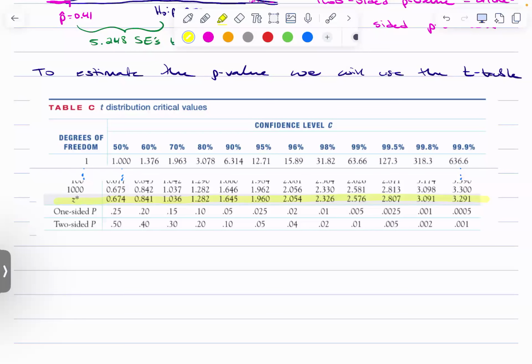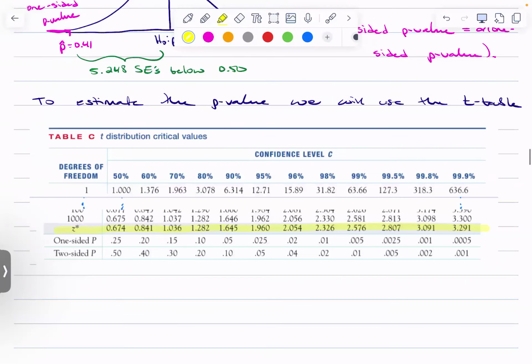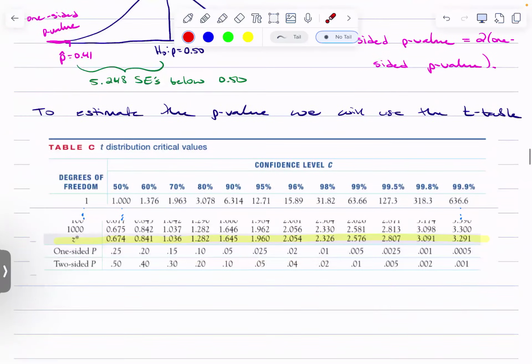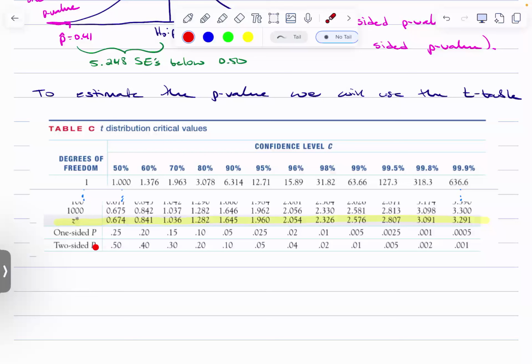I'm going to highlight our Z star line. We've calculated a Z, and now we're trying to place our Z somewhere on this line. And then from our alternative hypothesis, we said, okay, I care about both tails. So if we're using the z-table, we could find the area in one of the tails and then multiply it by 2. If we look at our one-sided p or two-sided p, 0.25 times 2 is 0.5, 0.2 times 2 is 0.4, etc. So they've just multiplied everything by 2. It's nothing crazy.